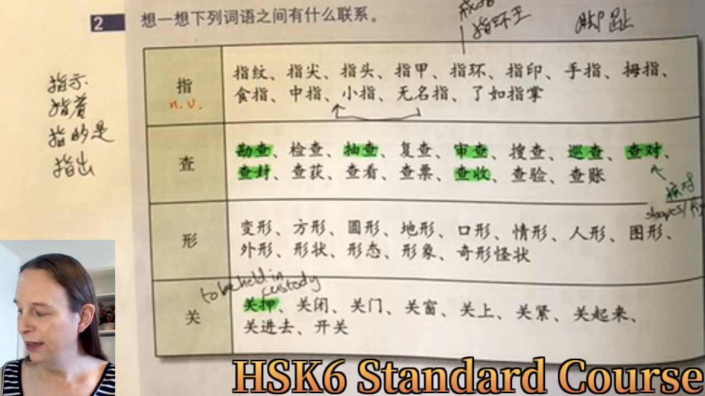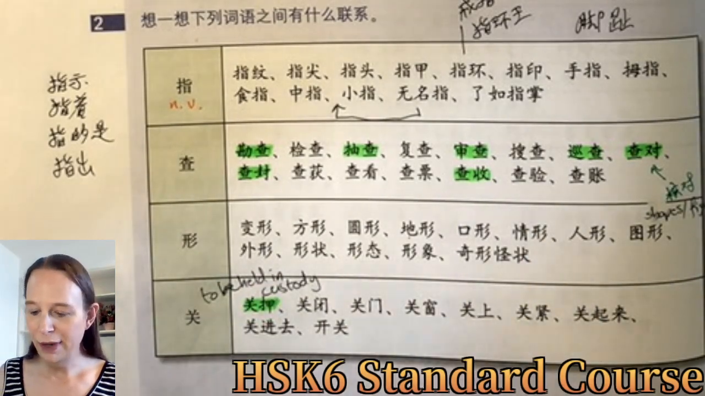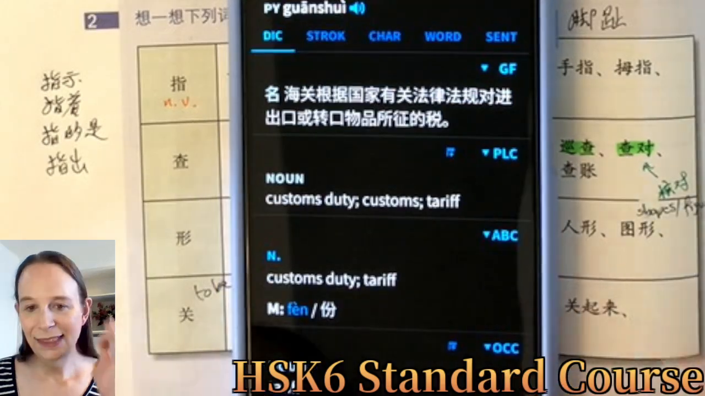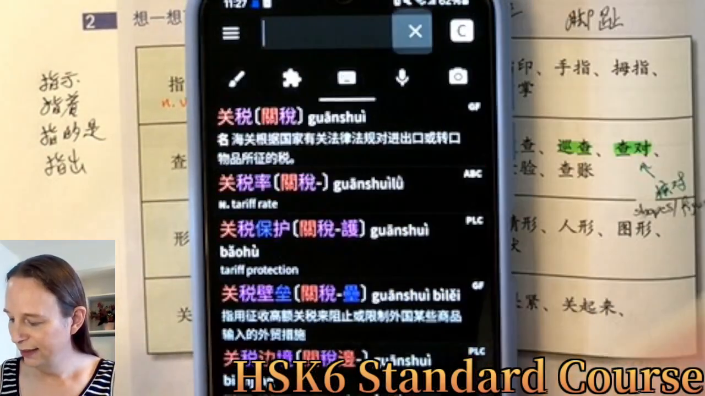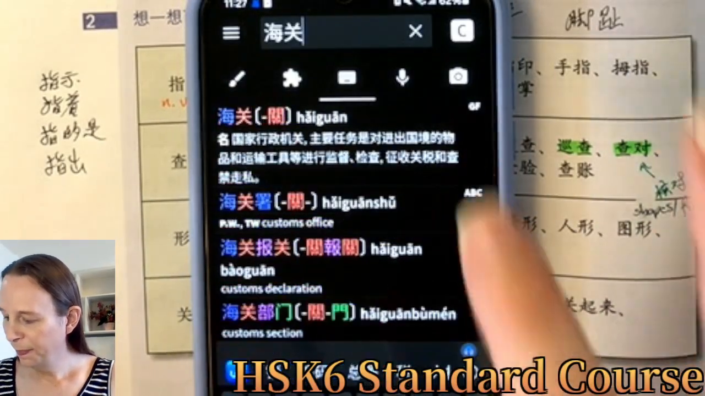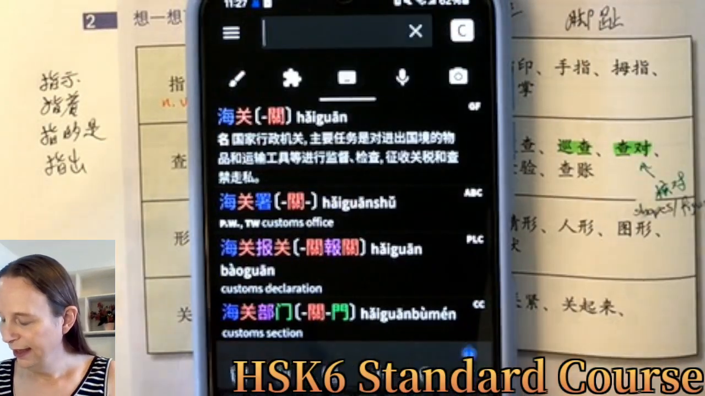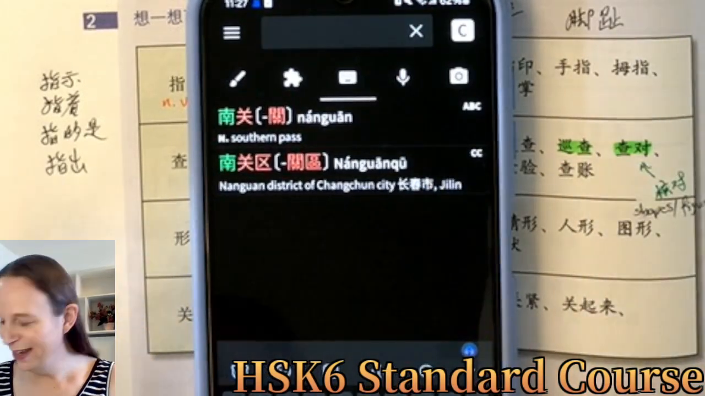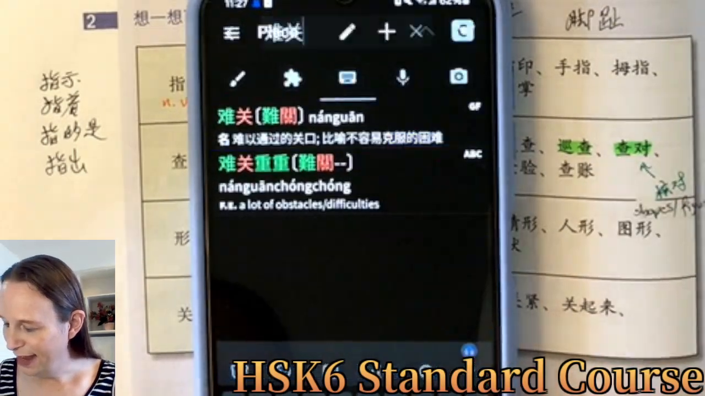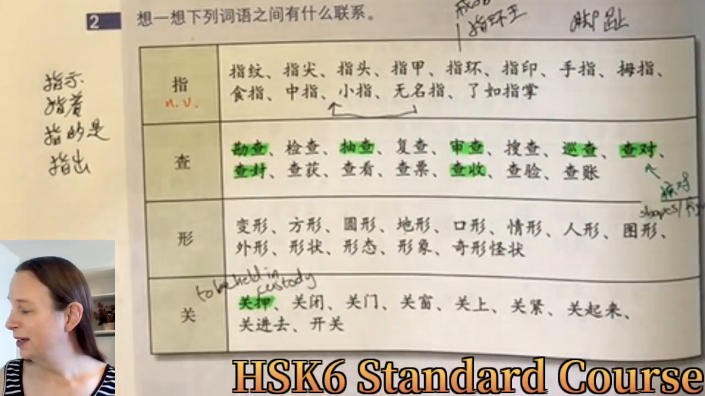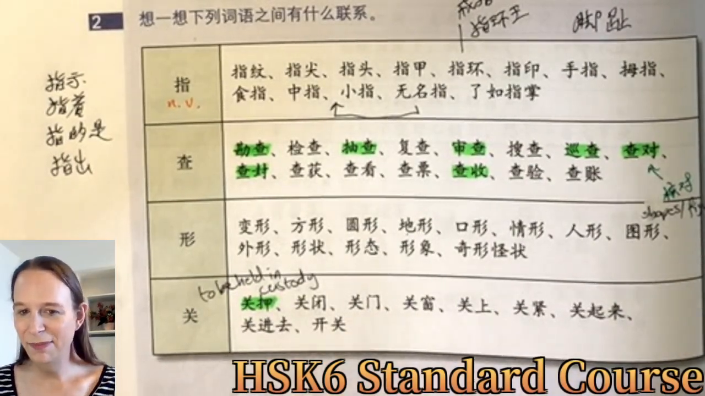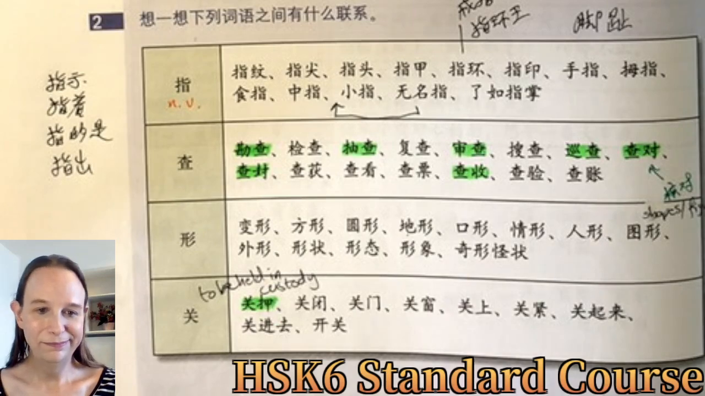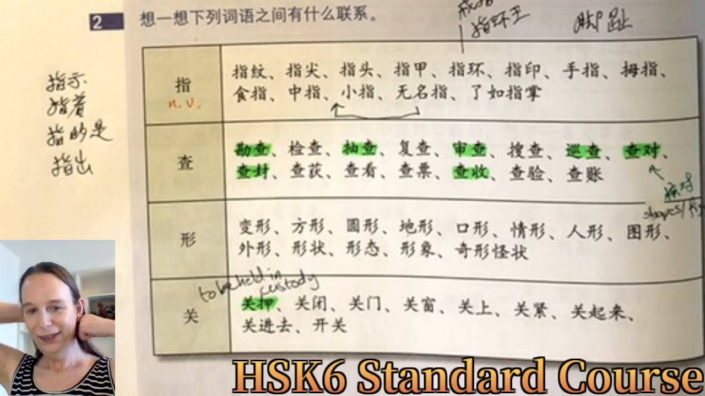关税. Let me get it. Is it 关税? 关税, like tariffs. 关税. Yeah, 海关. 海关. 难关. No. Although actually that is a word, but I meant this one. 难关. Yeah, which are quite important as well, and they're not even mentioned here because we're talking about a different meaning. There's probably many others as well. Yeah. I don't know. I feel like this doesn't need too much.